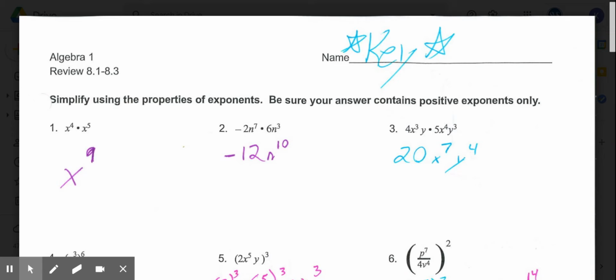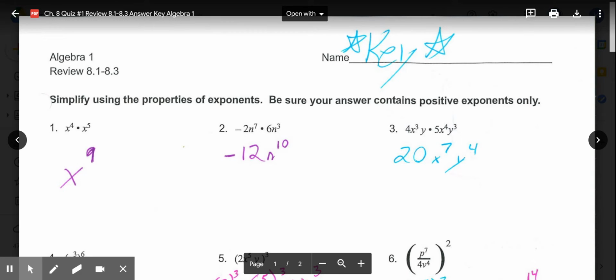Welcome to the answer key explanation video for the Chapter 8 Quiz Number 1 review for Algebra 1. Now you'll see on some of the problems I show more steps than others, but on these first few it's simply taking the rules that we got dealing with exponents and applying them.